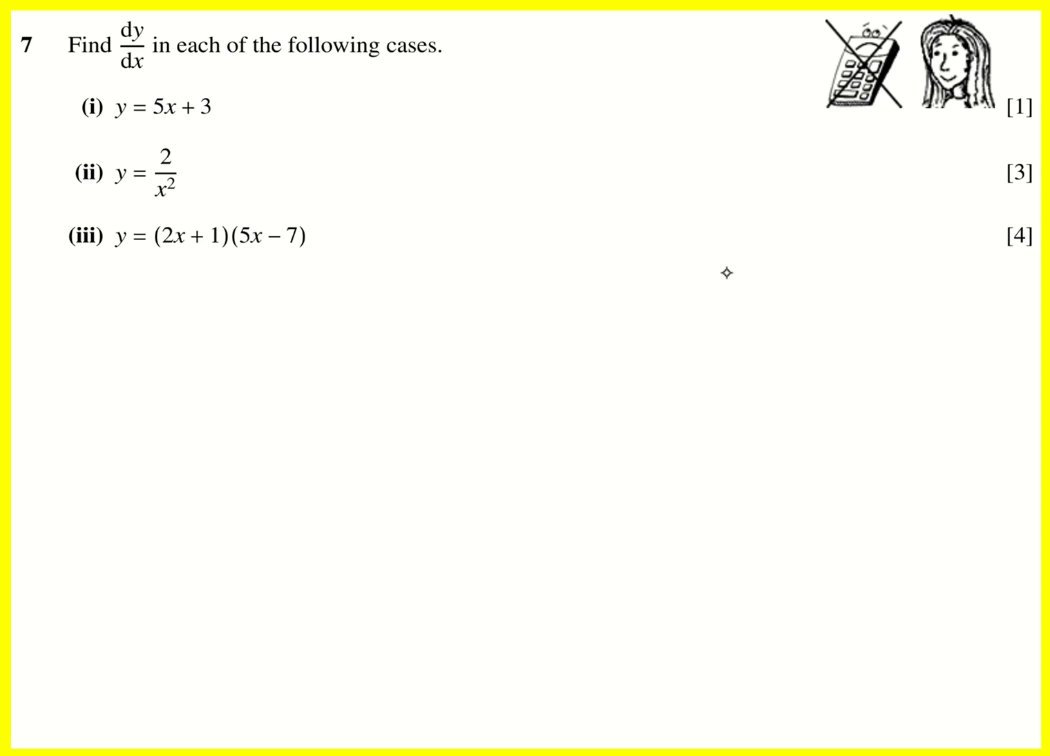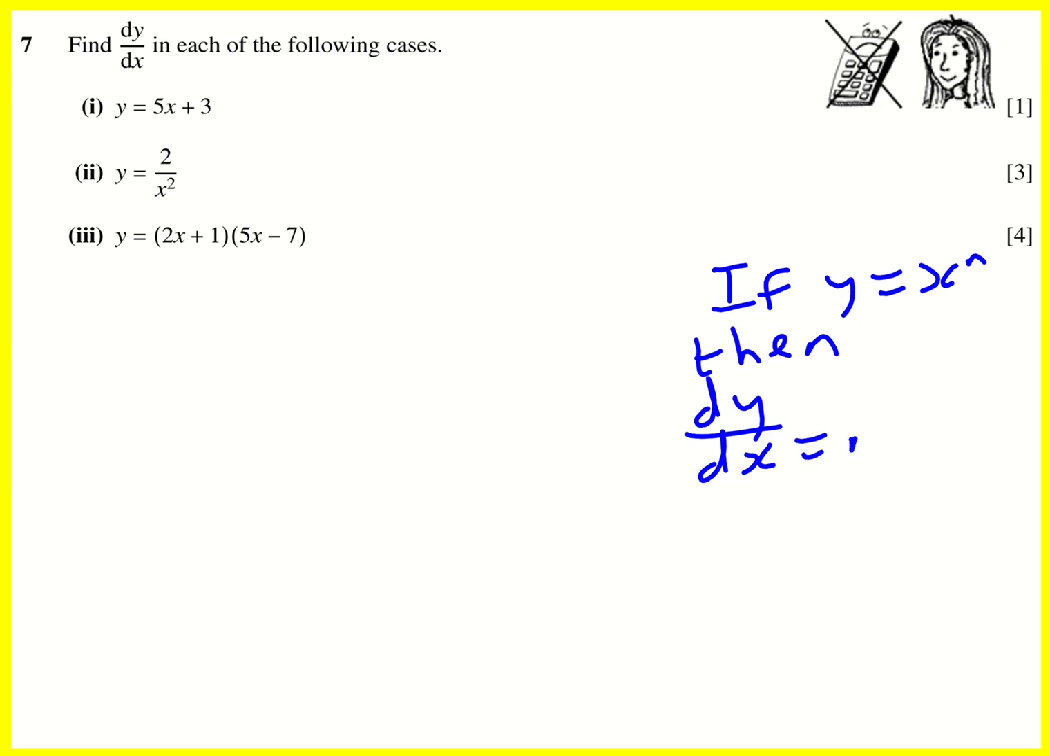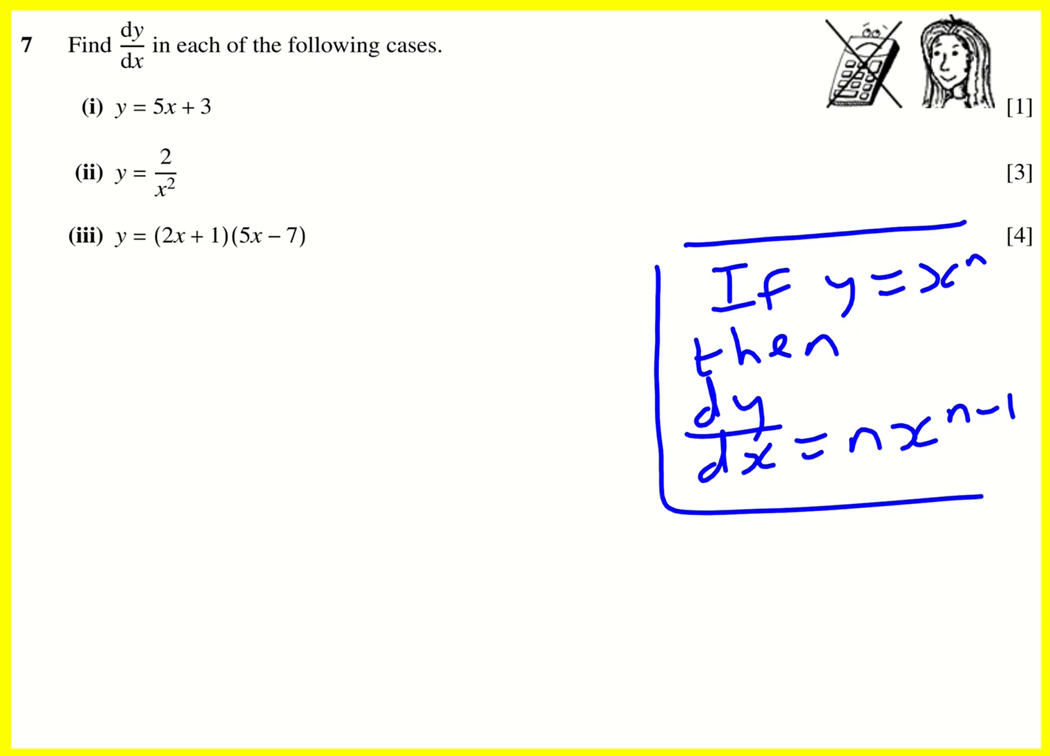The key rule of differentiation in this question is that if y equals x to the n, then dy by dx equals n x to the n minus 1. We bring the power down and we reduce the power, and you can prove that. I'm not going to do that here. So for part 1, we just need to be a bit careful because also remember that this is the gradient function. This is the gradient anywhere along the curve.